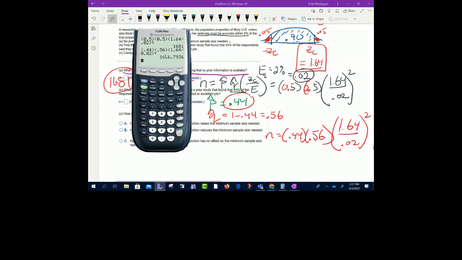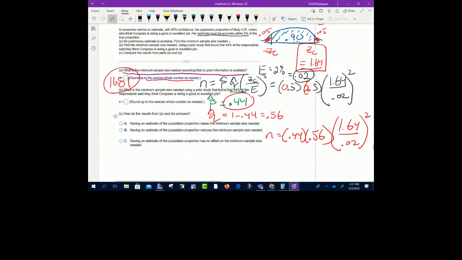Remember, we're going to round up to the nearest whole number. So if it says 1656 point something, I want to mention something: we're always going to round up. So I know it's 0.7 or 0.8, so we're going to say 1657. But even if this had been like a 0.01, we're still going to round it up. So 1657 is what we're coming up with here.